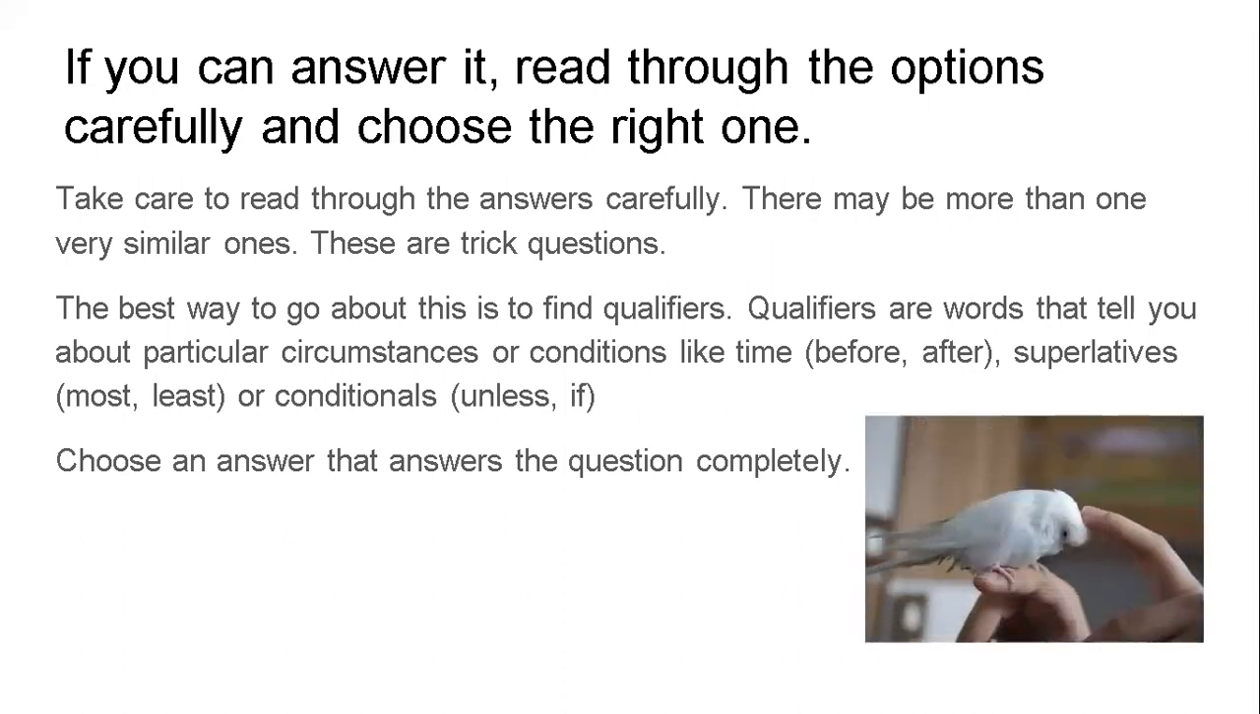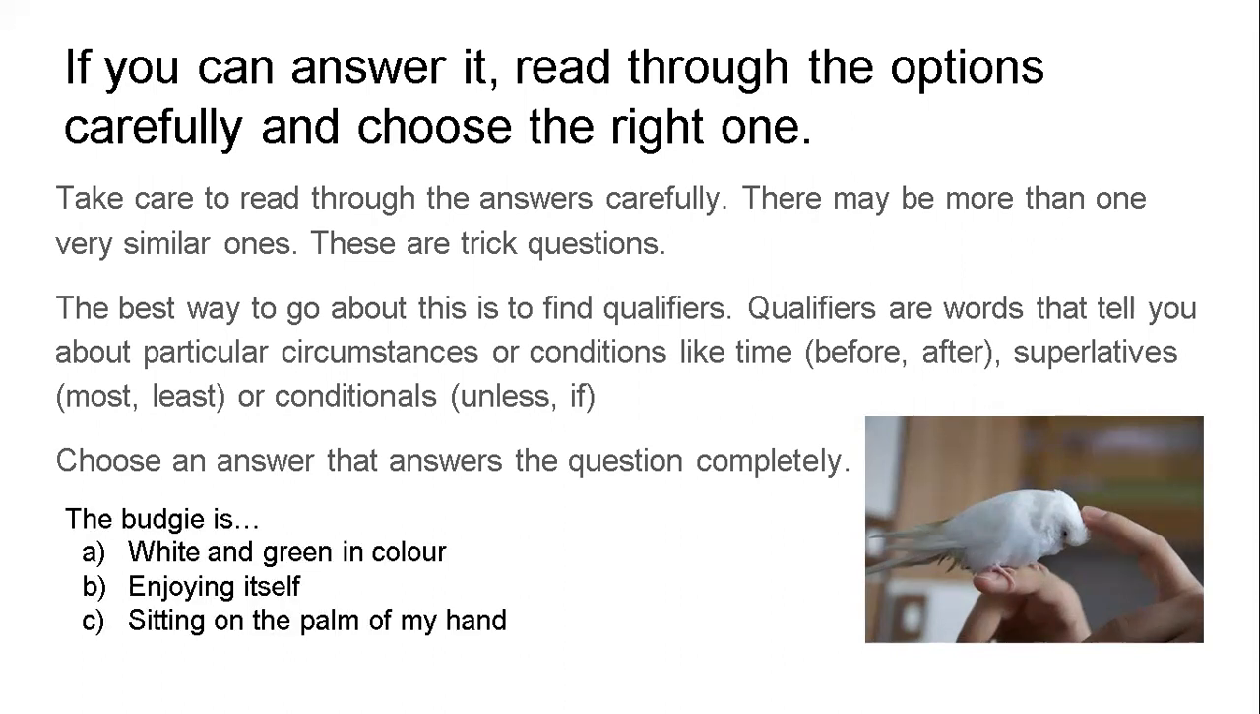For example, look at this picture very carefully. So, the bird you can see is called a budgie. I'm sure many of you are very familiar with that and you have budgies as pets. I do. A budgie, the budgie is your question. Now be very careful with your options. So the budgie is white and green in color, enjoying itself, sitting on the palm of my hand. So what's the right option?